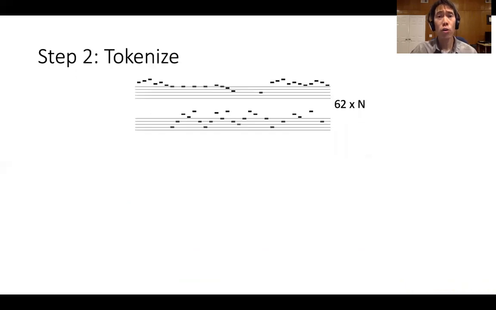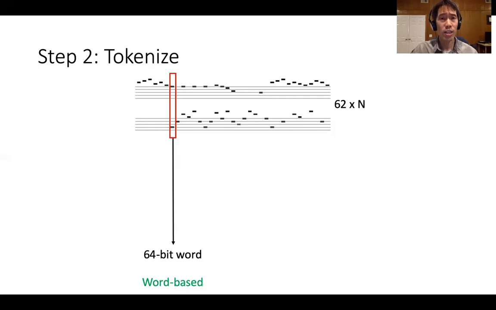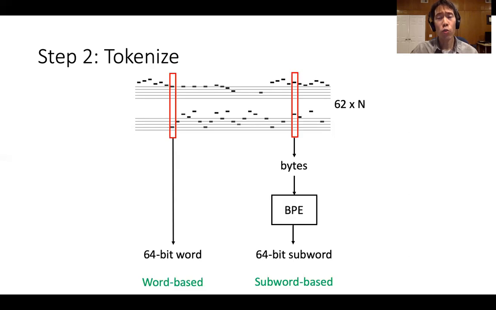The second step is to tokenize the bootleg score. We work with both word-based language models and subword-based language models. For word-based language models, we encode each column of the bootleg score as a 64-bit integer. This serves as a word ID. For subword-based language models, we interpret each column of the bootleg score as a sequence of 8 bytes. Each byte acts like a character. We can then apply a byte pair encoding algorithm to learn a vocabulary of subwords in an unsupervised manner. At the end of this second step, we have a sequence of words or subwords.